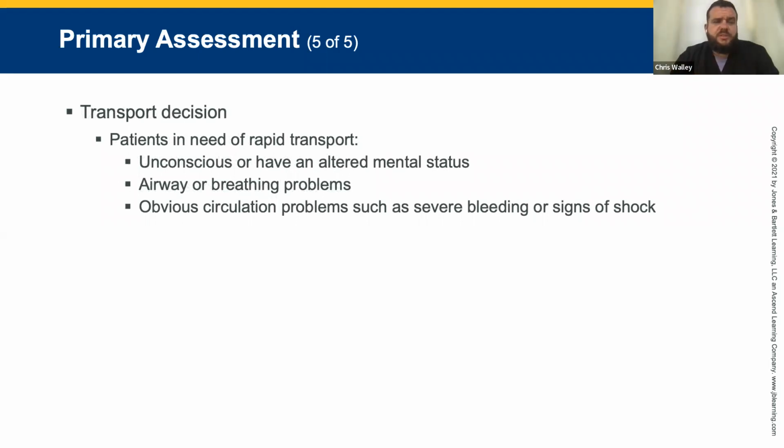Our transport decisions. The following patients should be considered in serious condition and in need of rapid transport: patients who are unconscious or have an altered mental status, patients with airway or breathing problems, and patients with obvious circulation problems, such as severe bleeding or signs of shock. If the patient does not meet the criteria for rapid transport, continue your assessment on the scene and be prepared to transport when you have completed assessment and treatments.